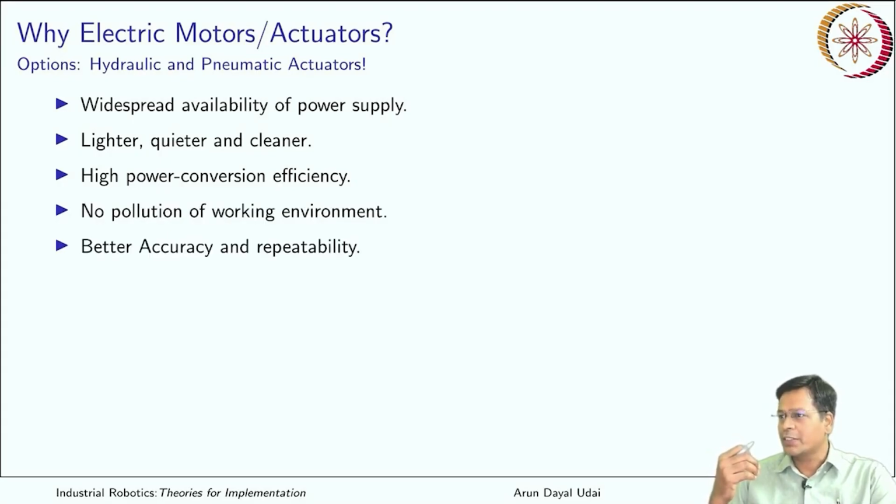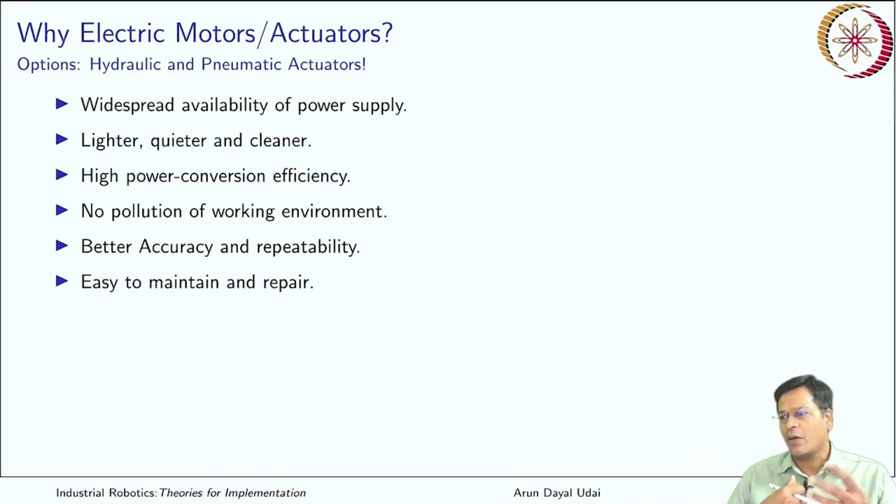And it has better accuracy and repeatability. We will talk about these terms in much more detail. Repeatability we have already talked about a bit while defining industrial robot specifications. Accuracy and repeatability will be defined when we define a few other parameters of the robot in later modules. So yes, it is easy to maintain and repair. Electrical motors are nowadays repaired next to your home maybe. People are there who repair your electric fan, your electric motor, washing machine motor or whatever. So trained people are around to repair that also, right?